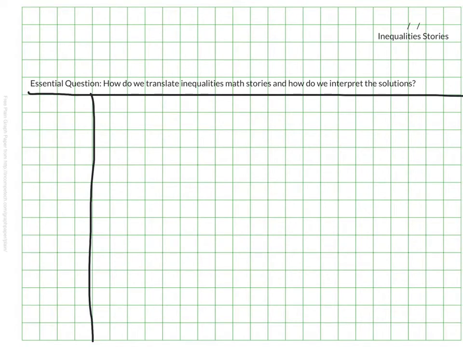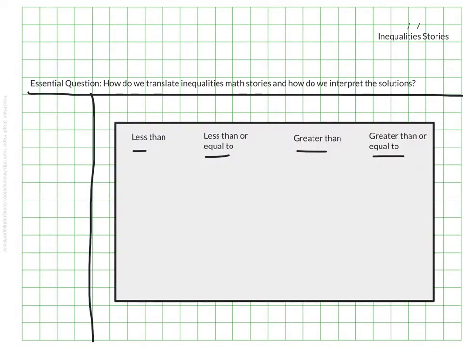The essential question for this video is how do we translate inequality stories and how do we interpret the solutions? And before we do anything else, we're going to write down some key phrases that will be important. And these phrases are going to be things that we'll see in stories, in context, that will be indicating that we're talking about inequality, one of our 4 types of inequalities.